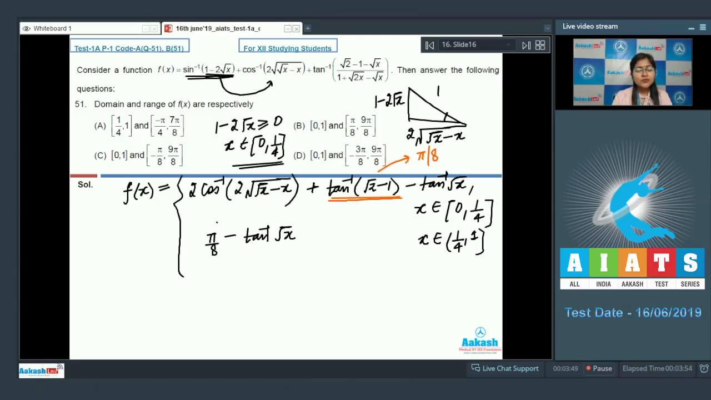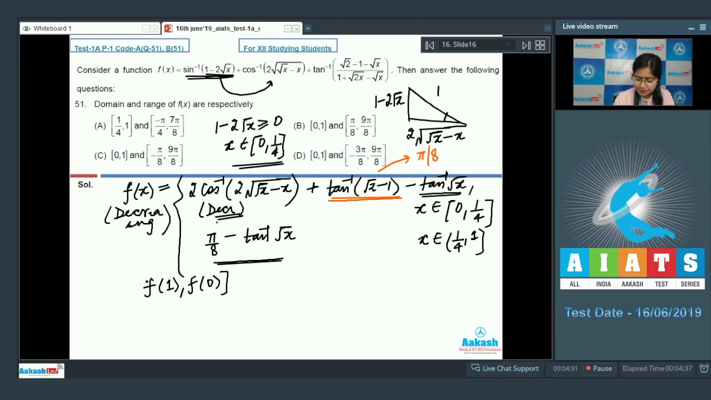Now the domain we have already found out, and we have to find the range of this function. It can be observed that minus tan inverse root x is a decreasing function. Also cos inverse theta is a decreasing function, so this term is decreasing. So f(x) on the whole is a decreasing function. To find its range, the range will be from f of 1 up till f of 0, closed. So we just have to find the values of f of 1 and f of 0.